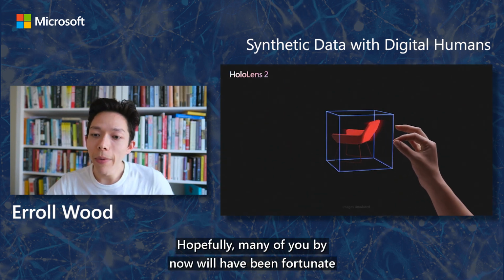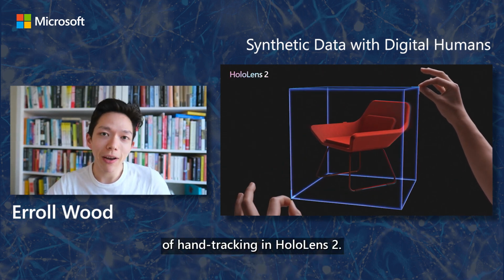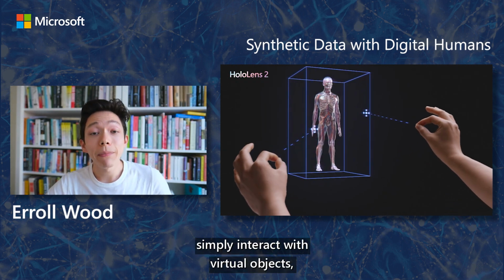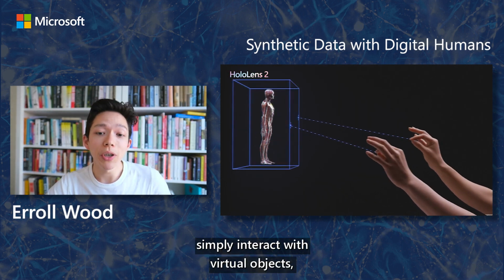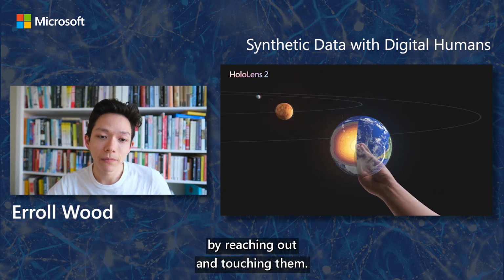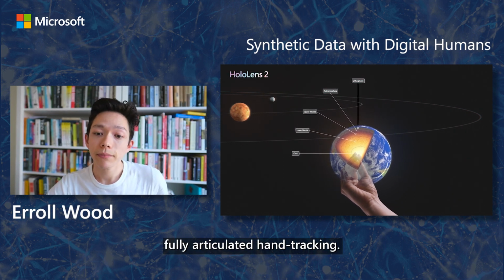So hopefully, many of you by now will have been fortunate enough to experience the magic of hand tracking on HoloLens 2. So for the first time, users can simply interact with virtual objects much like they would do in the real world by reaching out and touching them. And this is made possible with fully articulated hand tracking.